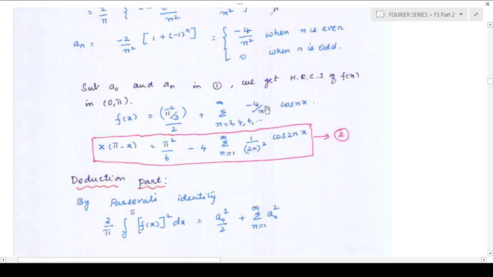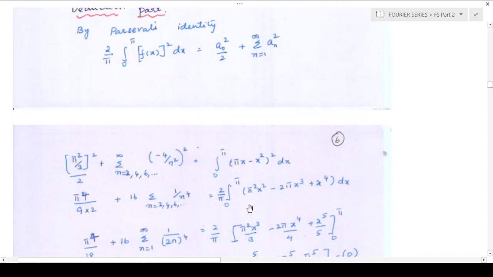Deduction part, they are asking for 1 by n power 4, but here it is 1 by n square. If the square is asked, you have to go for Parseval's identity. So write the Parseval's identity, 2 by pi integral 0 to pi f of x the whole square dx equal to a naught square by 2 plus summation n equal to 1 to infinity a n square. Substitute a naught, a n, square it, then substitute f of x, square it, children.